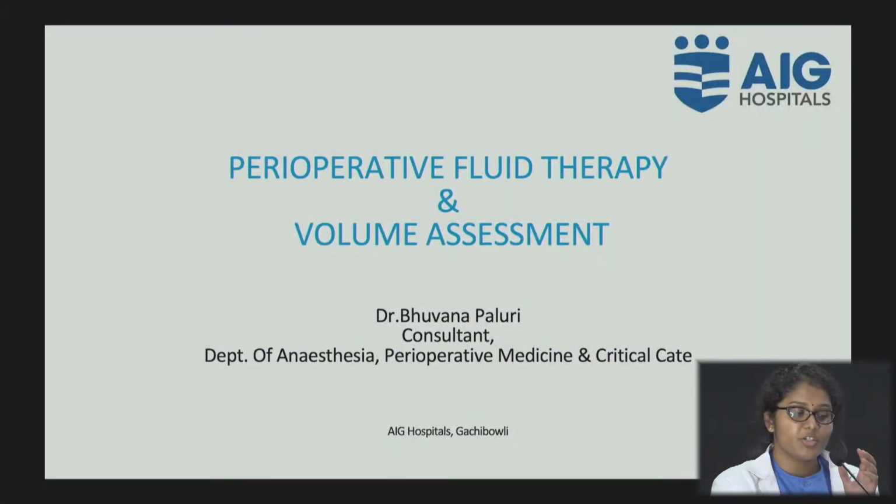So, continuing from the previous talk, Trupti ma'am has told about the aim to have a recovered or awake patient, which is also to ensure that the patient is well oxygenated. So, oxygen delivery is possible with adequate fluid volume. That is, you need to have an adequate intravascular volume.